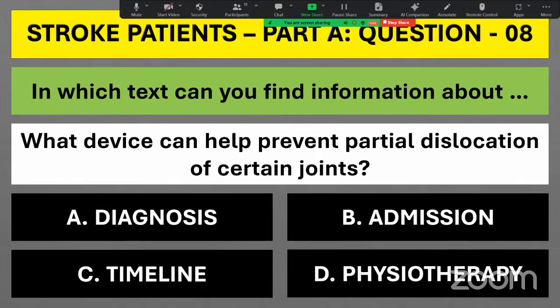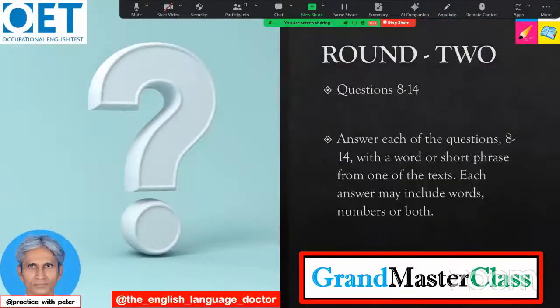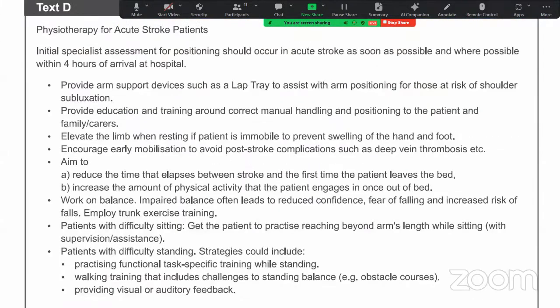Timeline, there is something which we have to do. Timeline, what one by one we have to do, that is timeline. And here partial dislocation of some joints is going to happen. So what is the device that you are going to use? In the last, many students have said D. Okay, let us go there to D. Check it there.